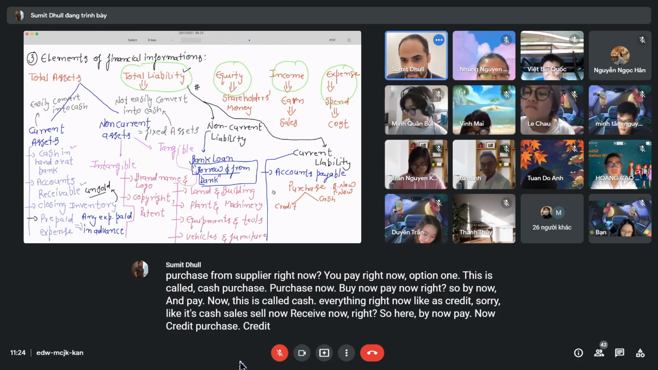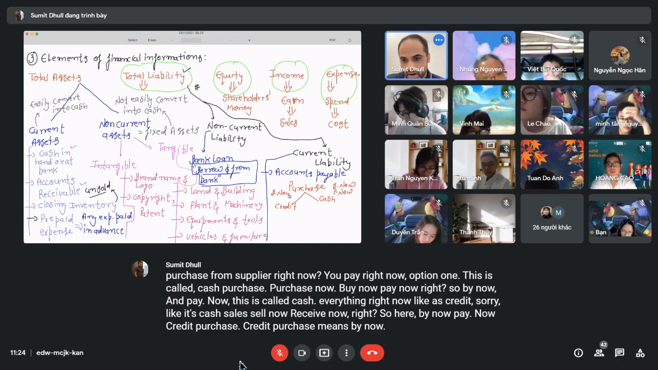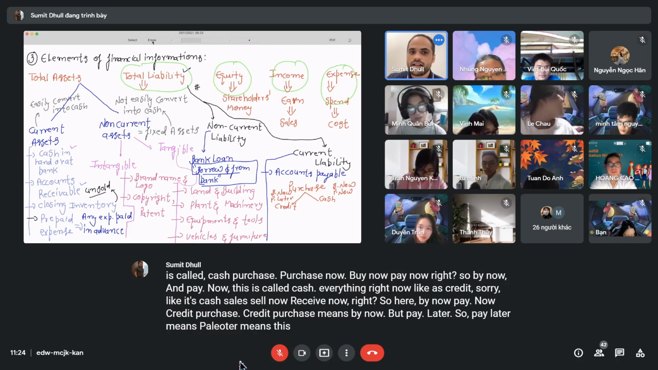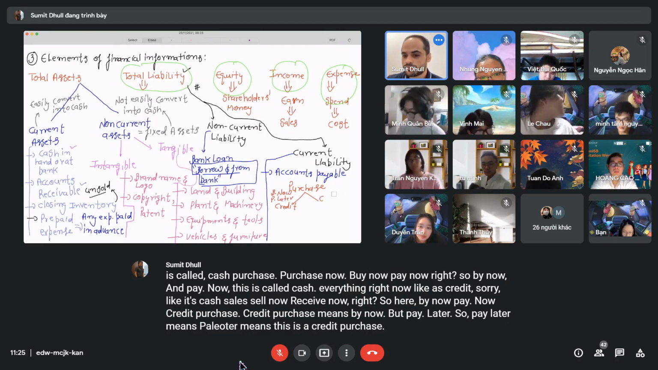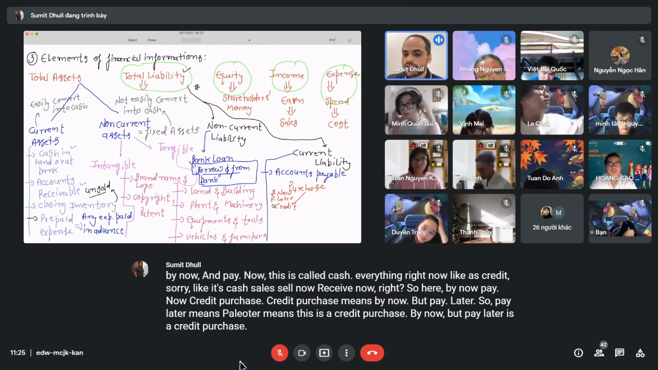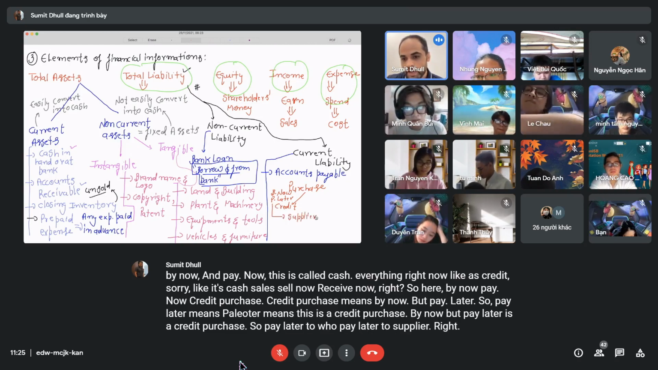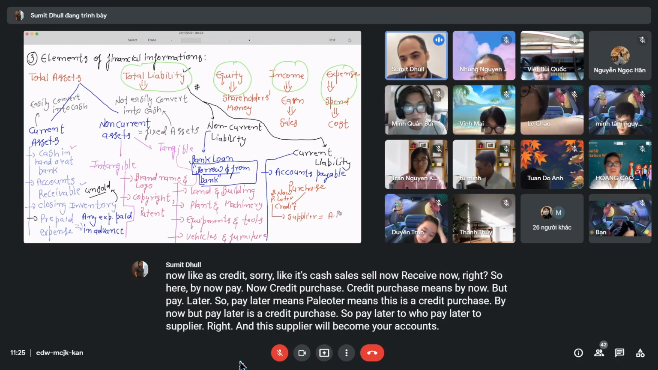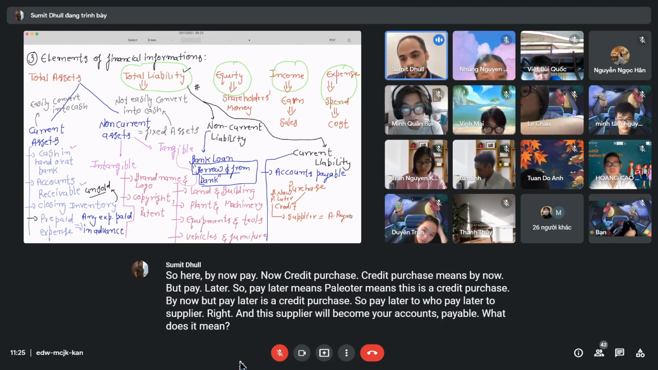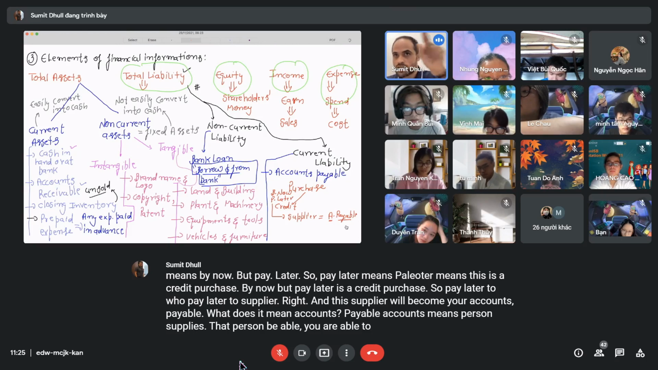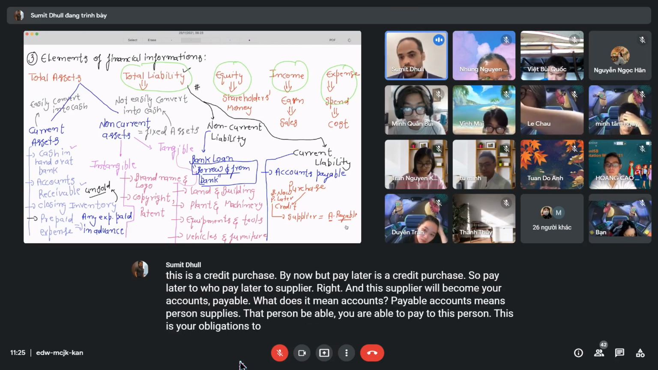Credit purchase means buy now, but pay later. Buy now, but pay later is a credit purchase. So pay later to who? Pay later to the supplier, right? And this supplier will become your accounts payable. What does accounts payable mean? Accounts means person, the supplier is the person, payable. You are able to pay this person. This is your obligation to pay money to this person.